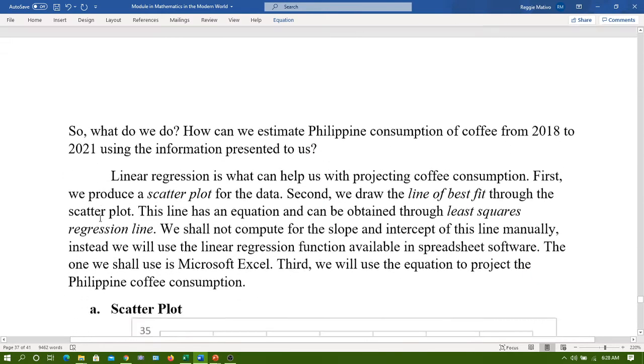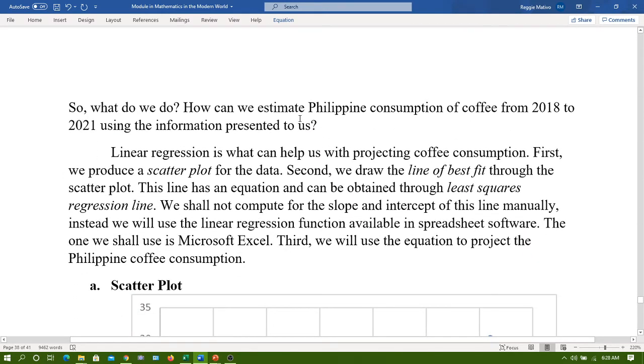So how to do that? So what do we do? How can we estimate Philippine consumption of coffee from 2000 to 2021 using the information presented to us? So we have what we call linear regression. Okay? Linear regression is used to predict data. So it is what can help us with projecting coffee consumption. First, there are steps that we need to follow in order to accomplish the linear regression.